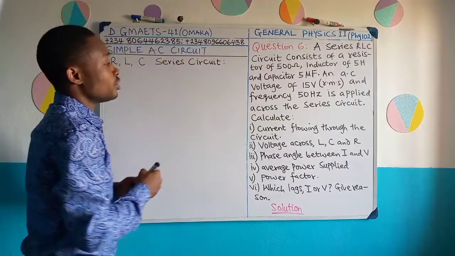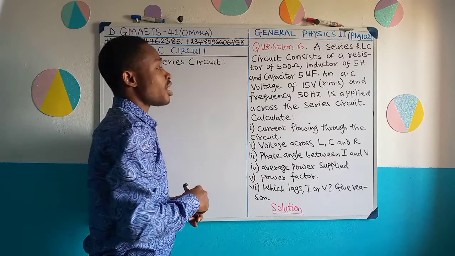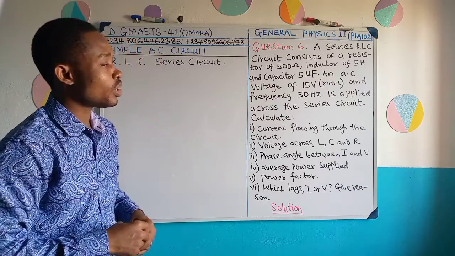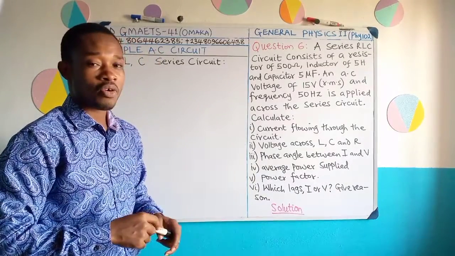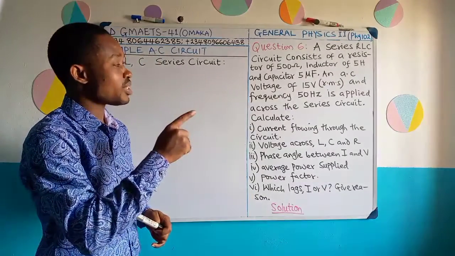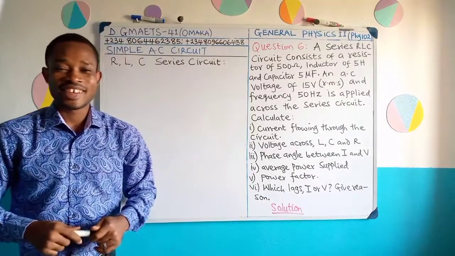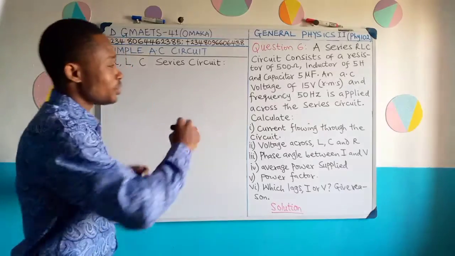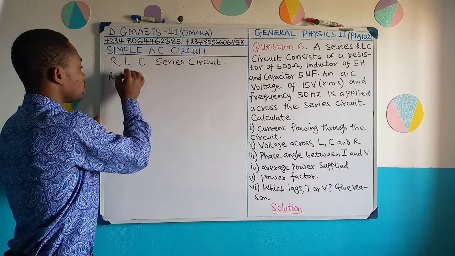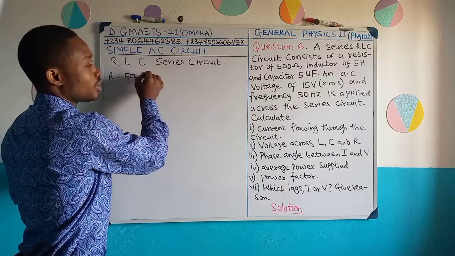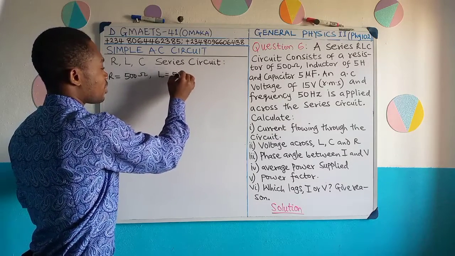They give us the value, 500. The inductance, they also give us the value, 5 Henry. We also know the capacitor, 5 microfarad, that is the capacitance of that capacitor. Let us solve and see how we did it. I will write them out. R is 500. Then L, they give us 5 Henry.